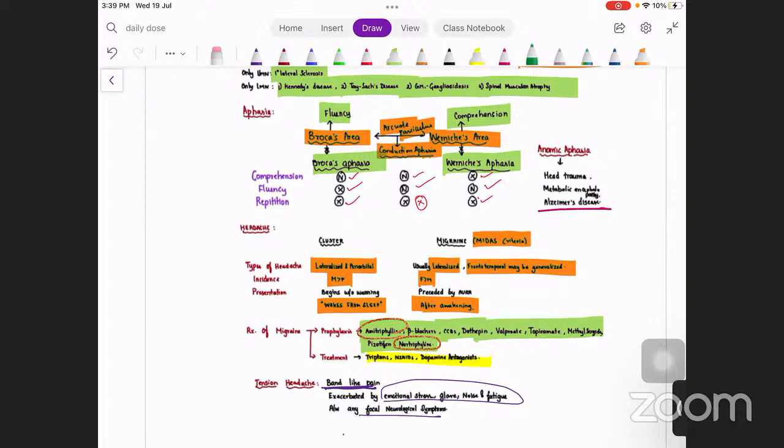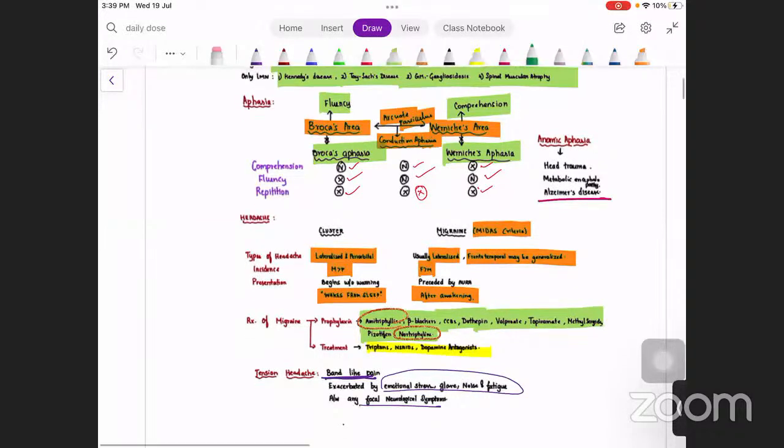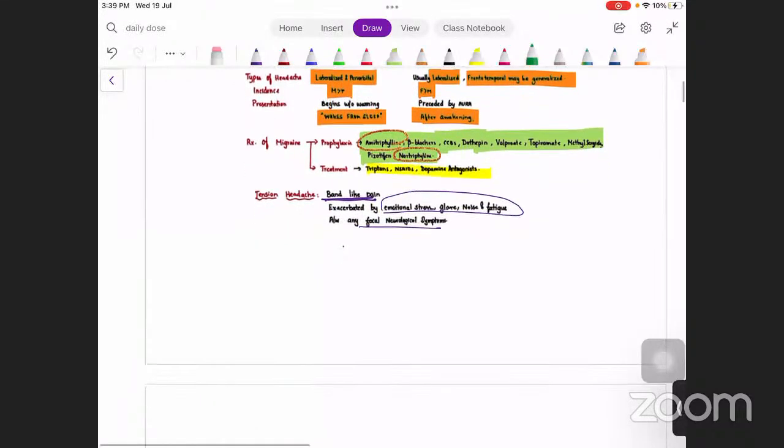True or false? True. And apart from that, wakes from sleep, what type of headache? Cluster headache. And prophylaxis of migraine, amitriptyline, nortriptyline. And treatment, triptans, NSAIDs, and dopamine blockers we can give. Tension headache is a band-like headache due to emotional stress.